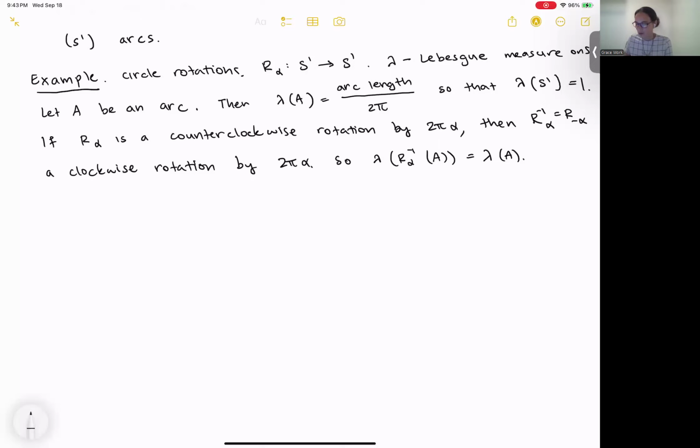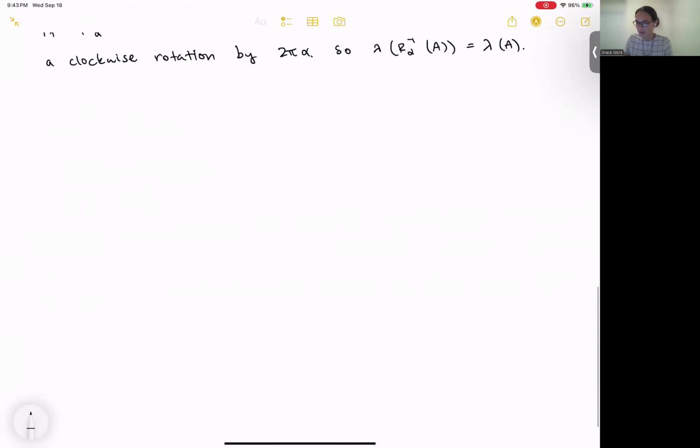All right, so those are some of our basic definitions. Let's move on to some theorems. The first I want to talk about is Poincaré recurrence.